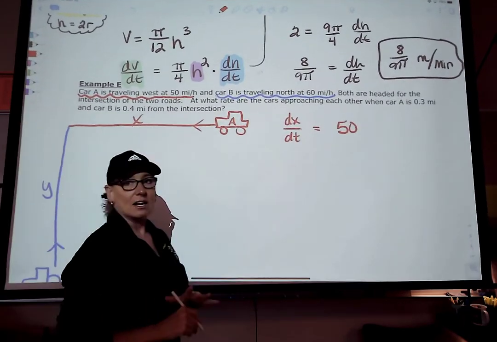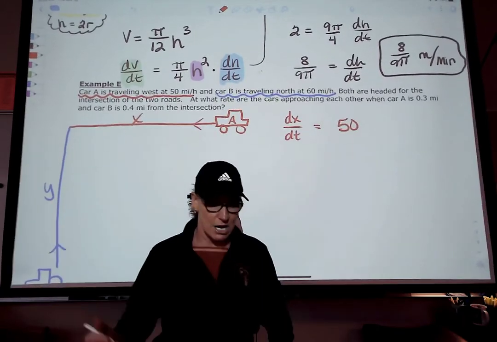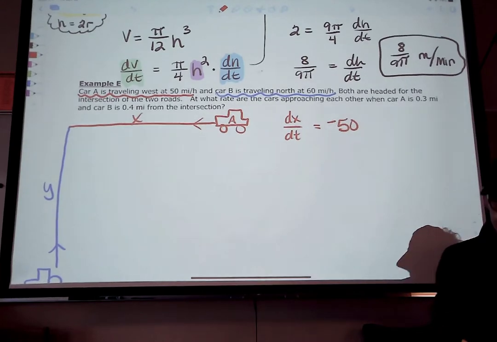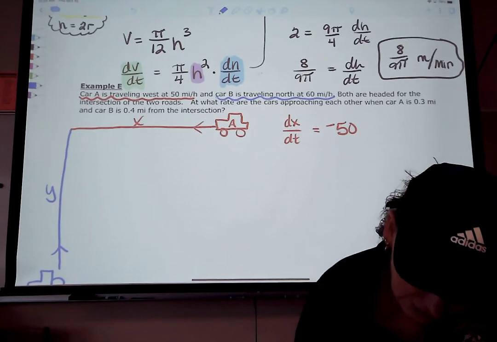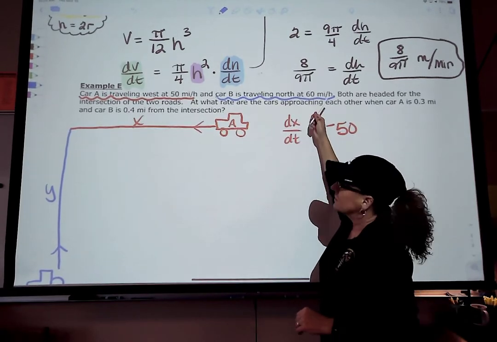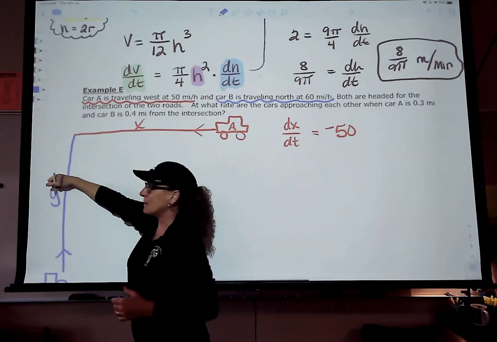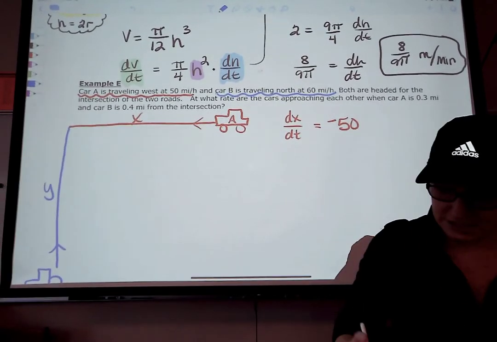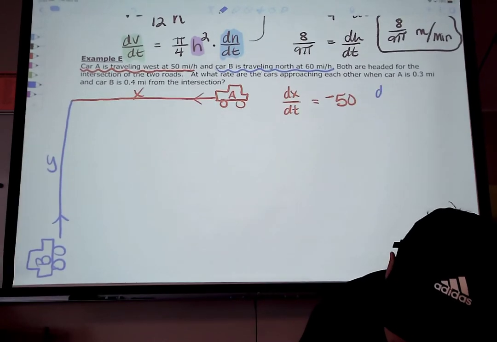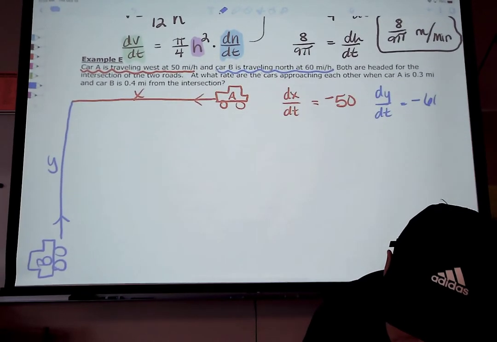Well, here's the thing. X is decreasing, so its rate of change really needs to be negative. And let's do car B. Car B's rate is this. Well, car B's length, distance from the intersection, is decreasing. So I can say dy/dt is negative 60.